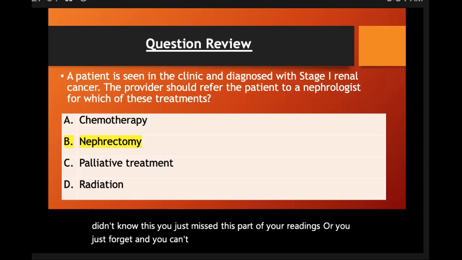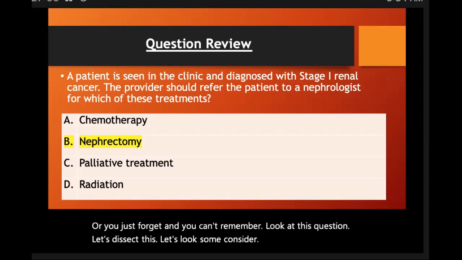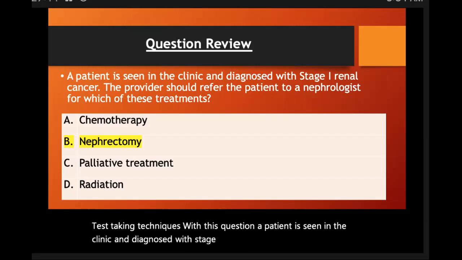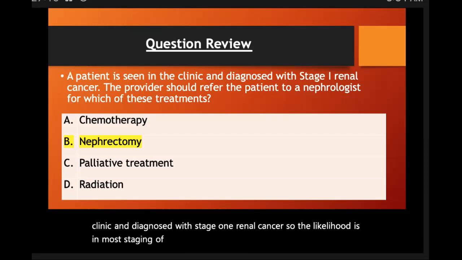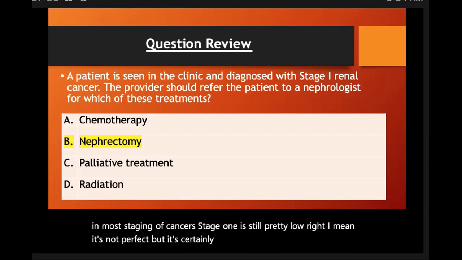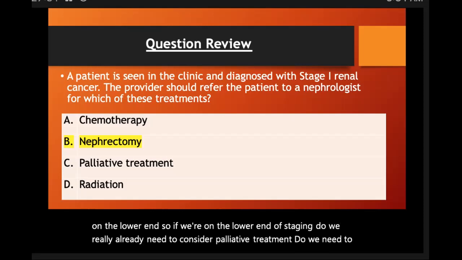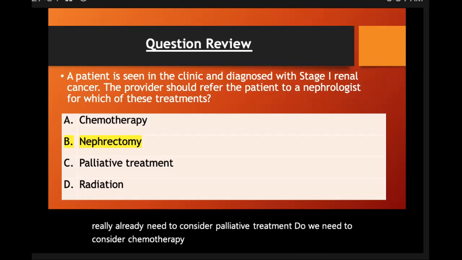Look at this question. Let's dissect this and consider some test taking techniques. A patient is seen in the clinic and diagnosed with stage 1 renal cancer. In most staging of cancers, stage 1 is still pretty low. It's not perfect, but it's certainly not stage 3 or 4. So already we're on the lower end. If we're on the lower end of staging, do we really need to consider palliative treatment? Do we need to consider chemotherapy, radiation? I don't know, but here's another thing.